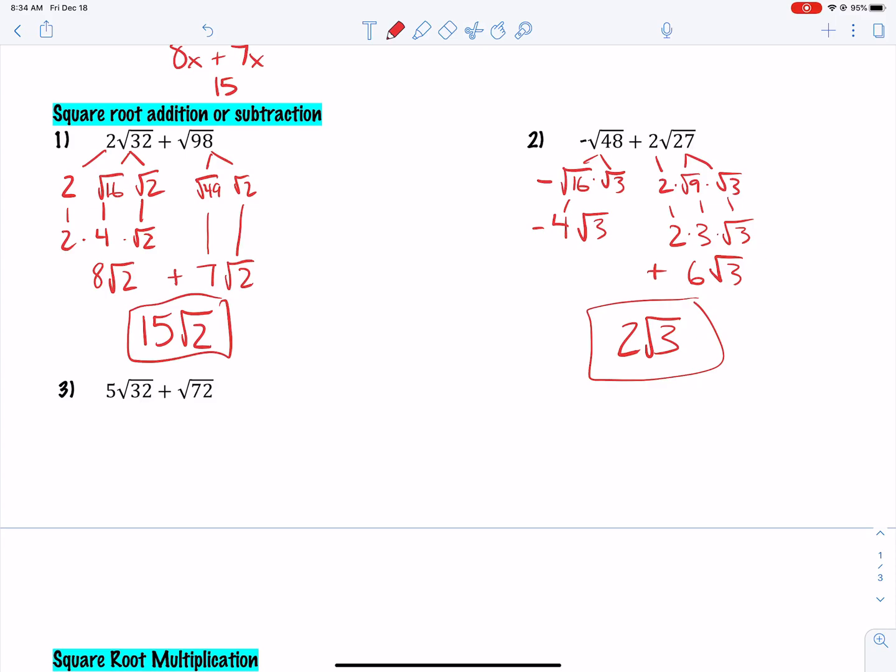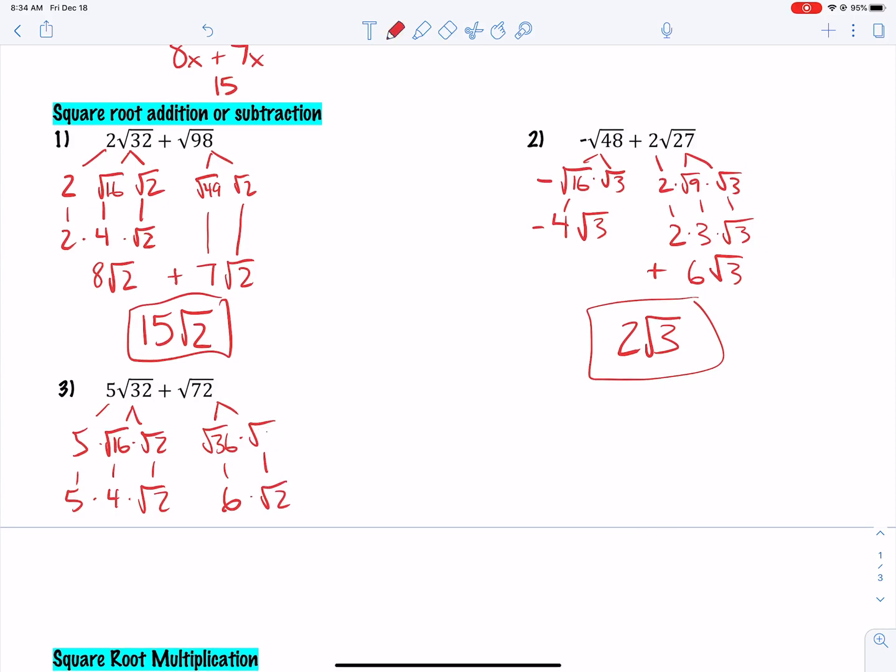All right, pause it here if you want to try to do this one on your own, and then I'm going to walk through it right now. So this is 5 radical 16 times radical 2. So this is 5 times 4 times radical 2. This is 36 times radical 2, so 36 and 2. 36 turns into 6 times radical 2. Sorry, that radical 2 is so ugly.